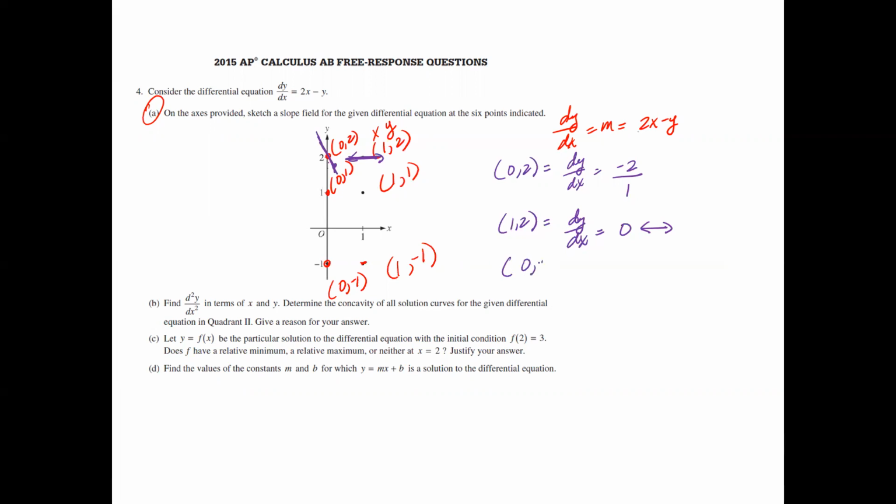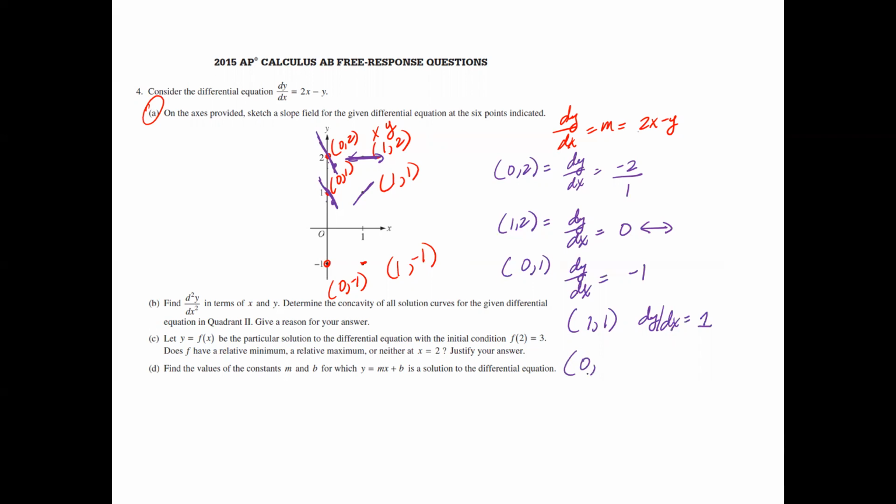Next point you have is (0, 1). Your dy over dx is equal to 2 times 0 minus 1, which is negative 1. So at this point you're going to go down 1 over 1, so it looks a little bit flatter than the previous one. Then your fourth point is (1, 1). Your dy over dx is going to be 2 times 1, which is 2, minus 1, so that's a positive 1 slope.